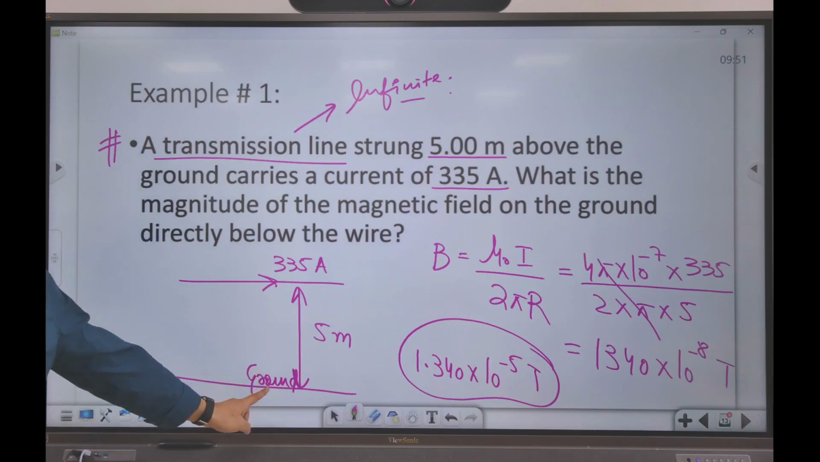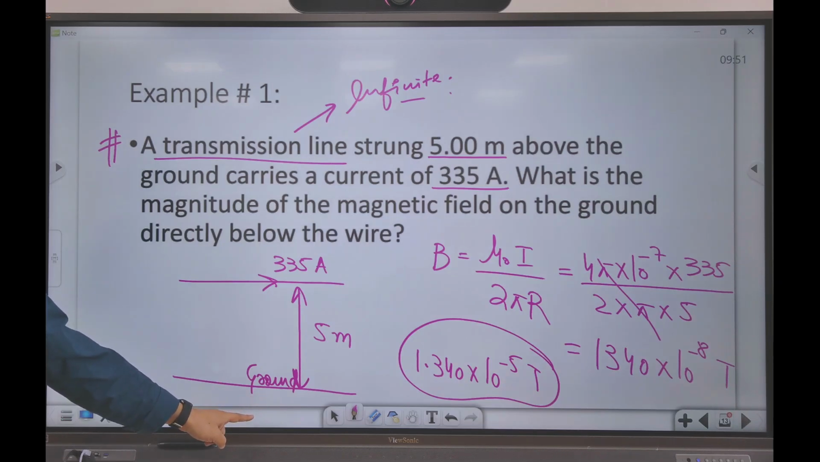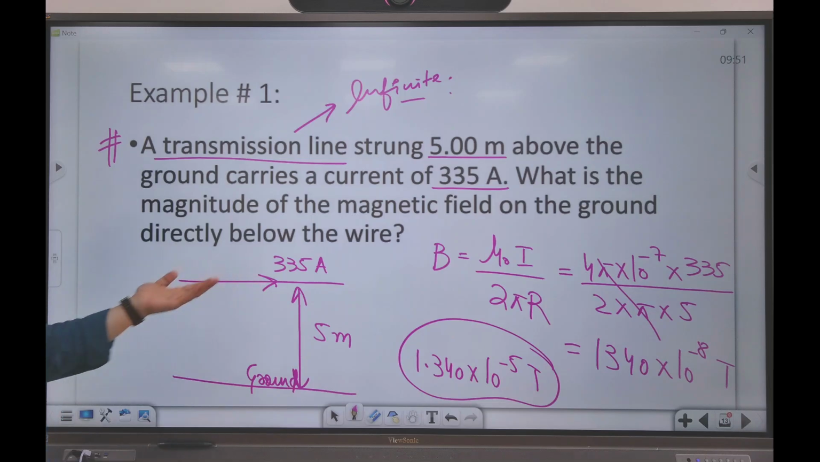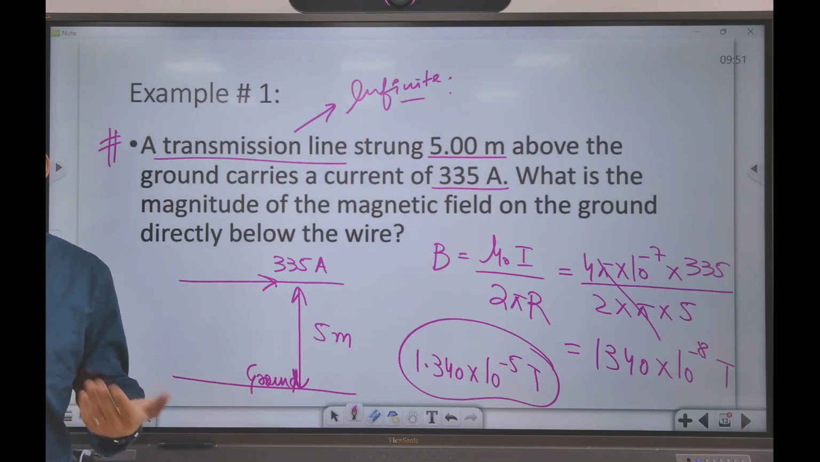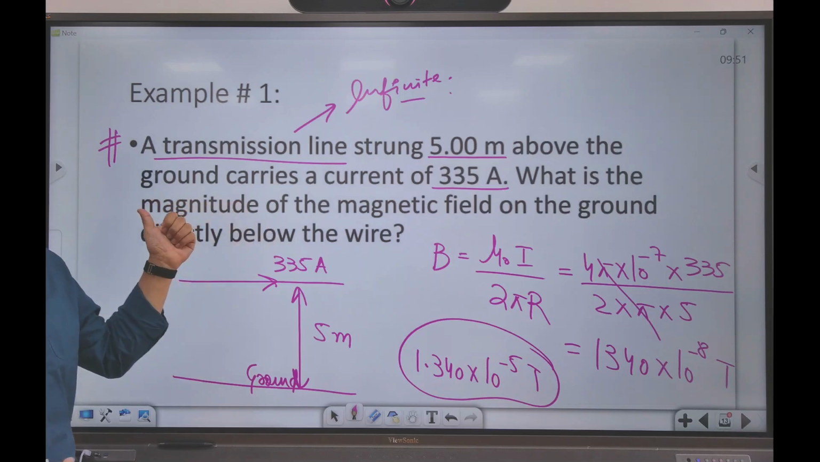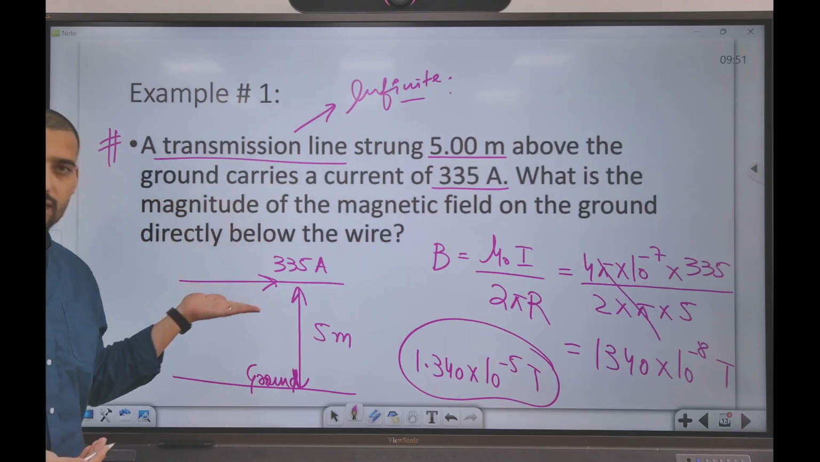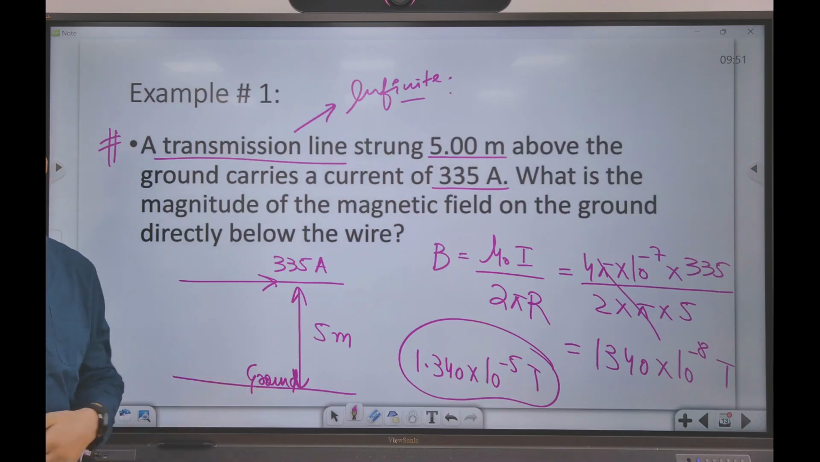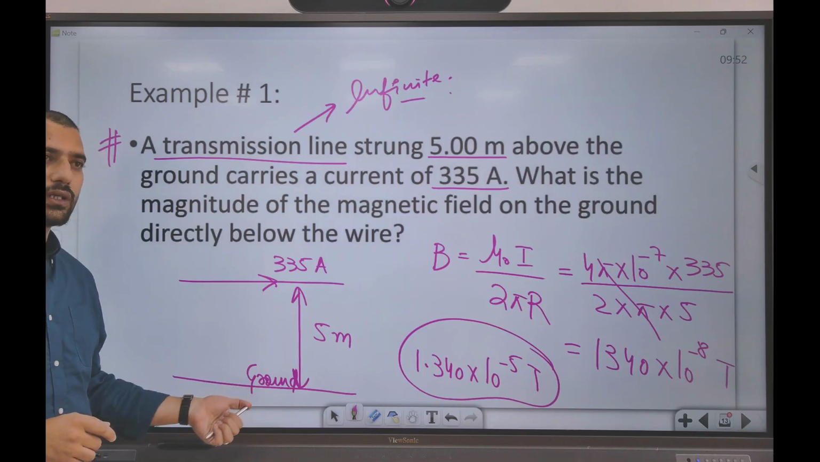Can you tell me the direction for the magnetic field here? What is the direction for the magnetic field on the ground? I don't know in which way the current is flowing. It can flow left to right, it can flow right to left. So in this case that I have shown here, what is the direction of the magnetic field on the ground? In or out?